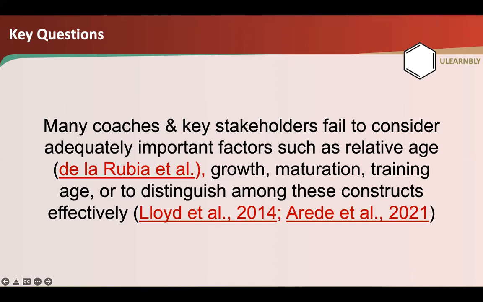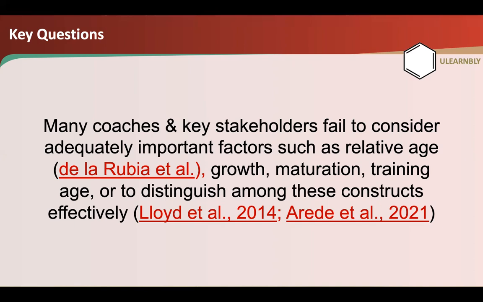Now, these are some interesting, further research for you to consider, key questions around that. There's many coaches and key stakeholders who fail to consider a lot of the factors that I've shared with you today, and in specific reference to relative age effect, growth, maturation, training age, which we talked a little bit about, and distinguishing amongst these effectively. Here are some articles that I'd encourage you to explore in more detail. And equally, there's a lot of coaches that just don't ask these questions. And this is the real brilliant, very difficult, but I say brilliant basics. It's the tough stuff, but it's the stuff that we've got to answer.